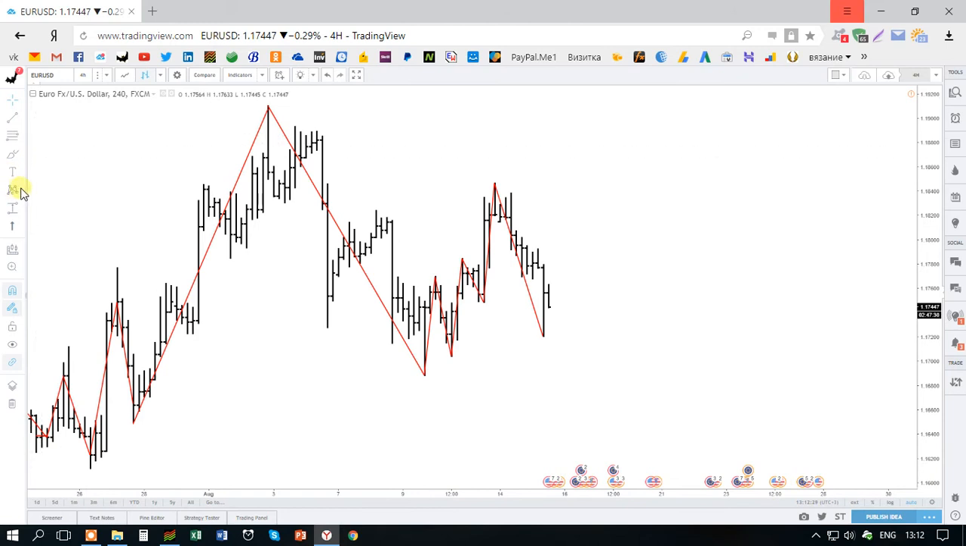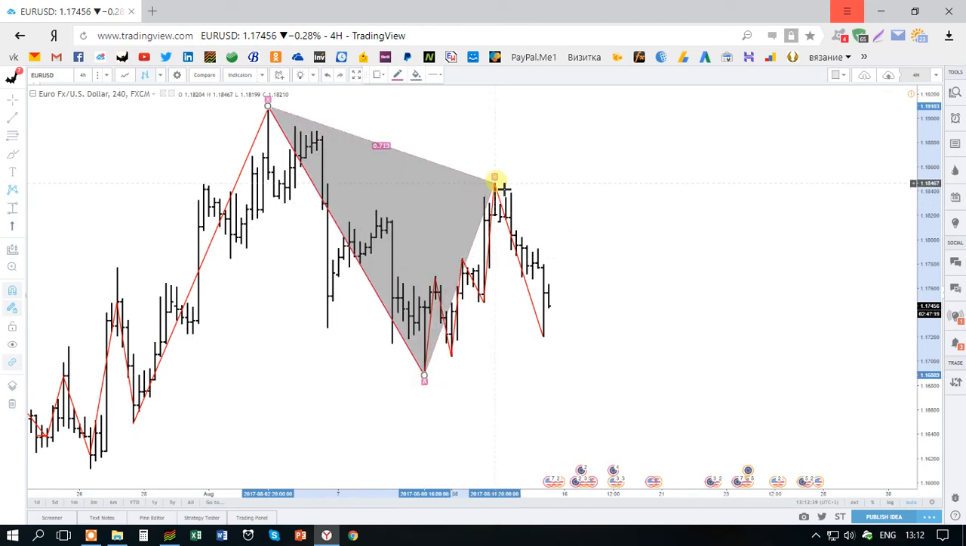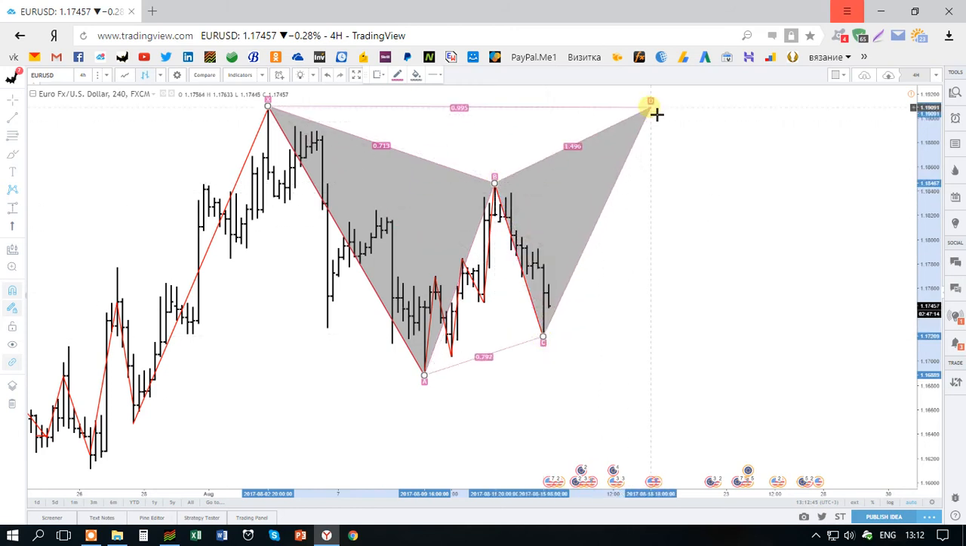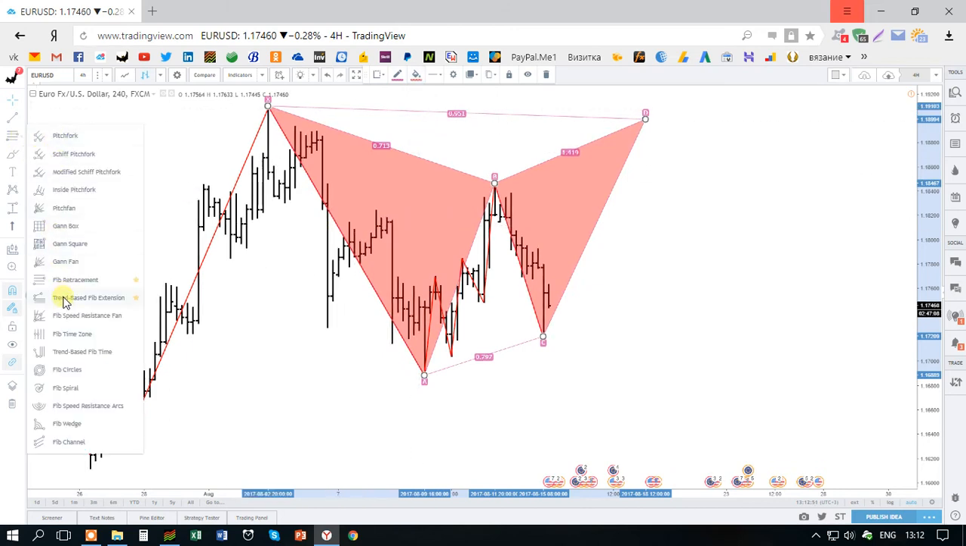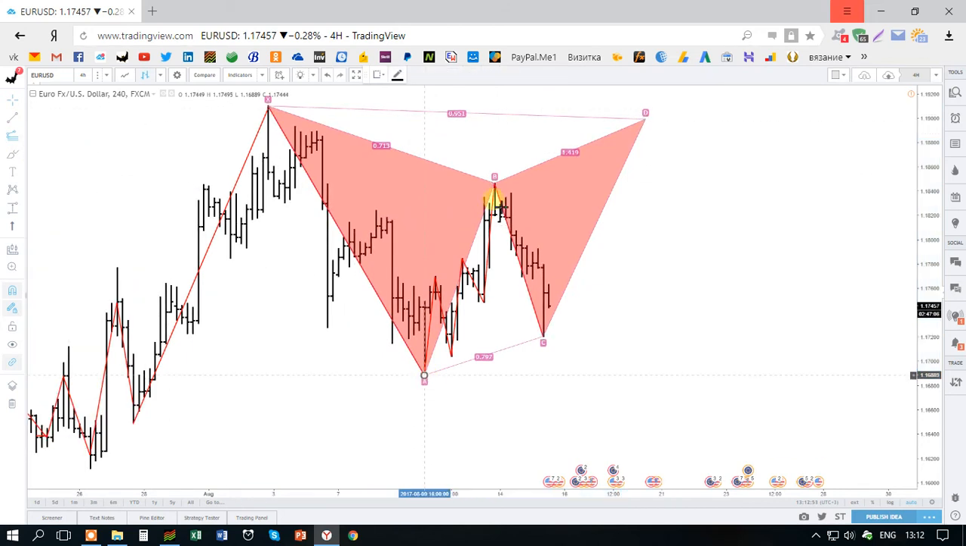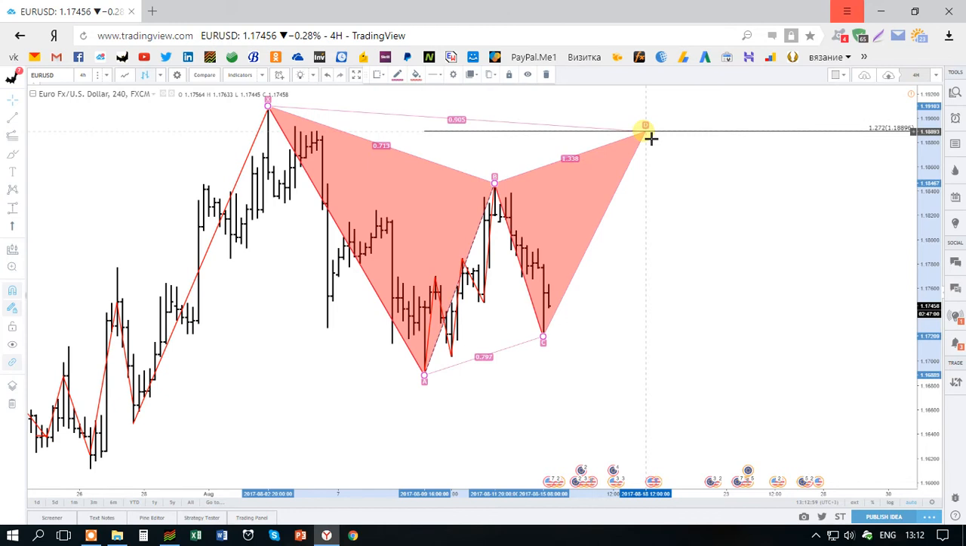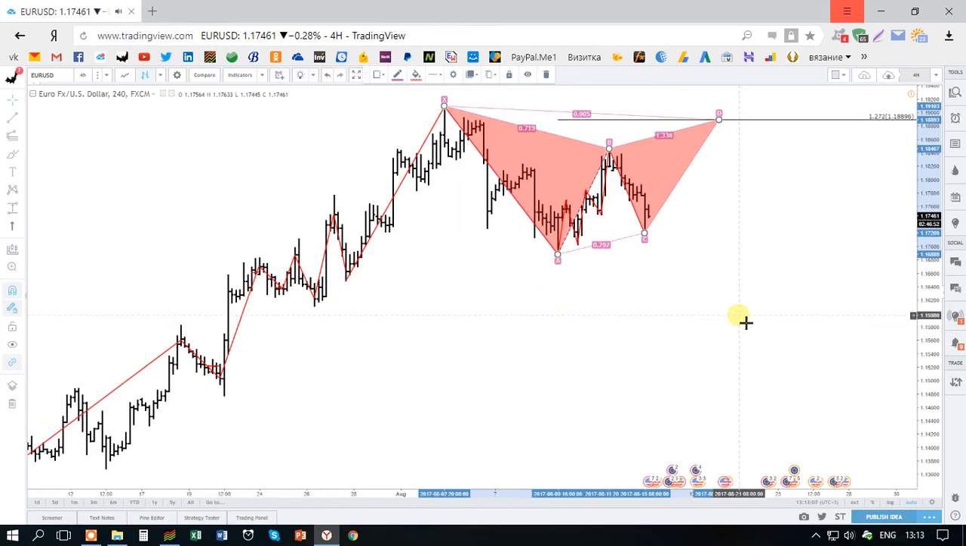Okay, what else can we have? We can have it this way. If it goes this way, you take the X to A as the impulse leg. It should be one movement, one leg. Then you have your B point. It is 0.713. It is a Gartley pattern. C point and D point are here. The Gartley pattern has the same entry as the butterfly formation. It is the A to B extension. So if price goes higher, then this would be a very nice selling opportunity.